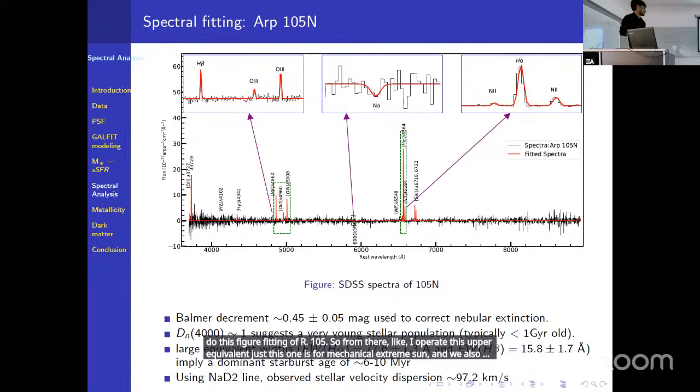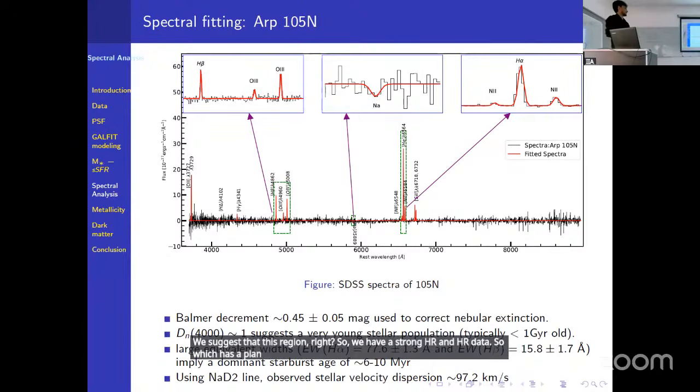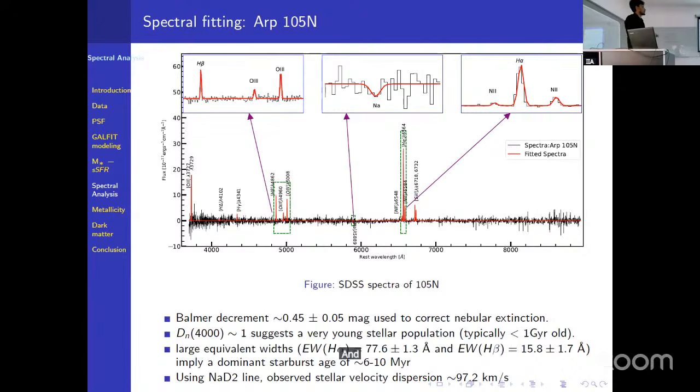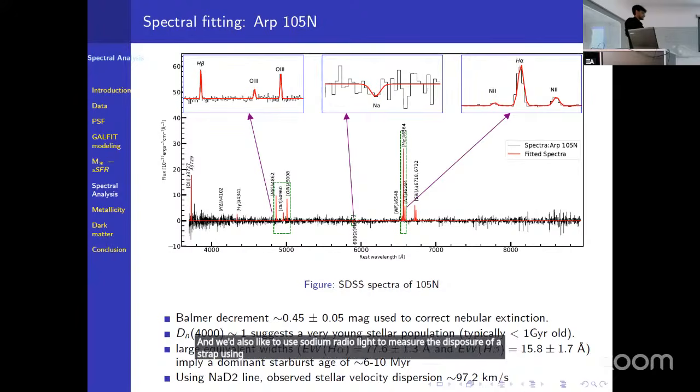this D4000, which suggests that these TDZ have a younger structure, less than 1 gigayear old. We have strong H alpha and H beta, which tells us that these galaxies have a recent star formation history on the scale of less than 10 megayear. And we also use the sodium line to measure the dispersal of stars using cool gas or cool stars.